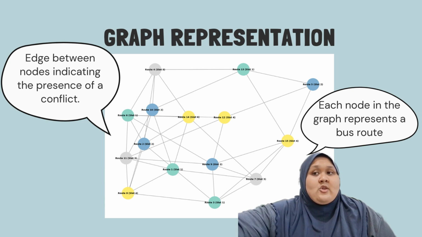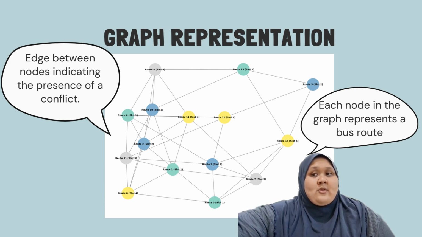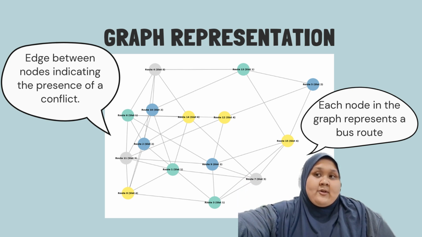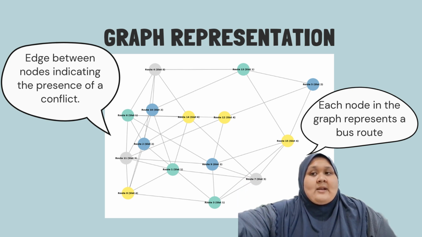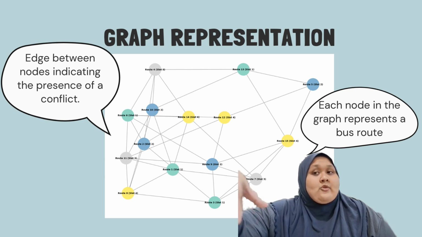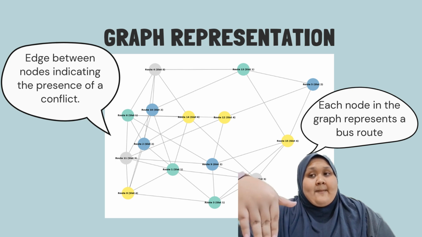This makes it easier to visually confirm that no adjacent nodes, meaning that no conflicting routes, share the same color or slot. The edges, or the lines connecting the nodes, represent conflict, which means that the two routes are not allowed to operate at the same time.